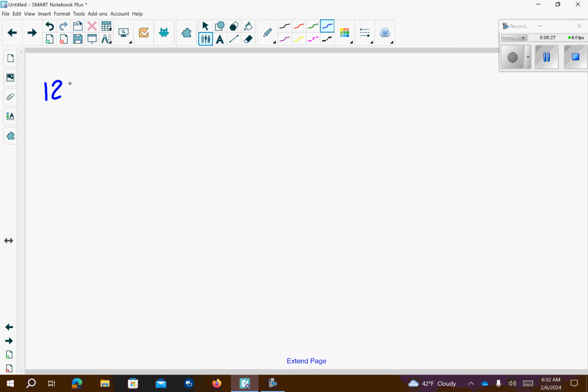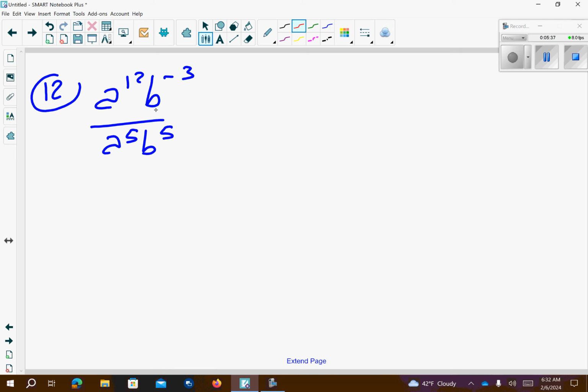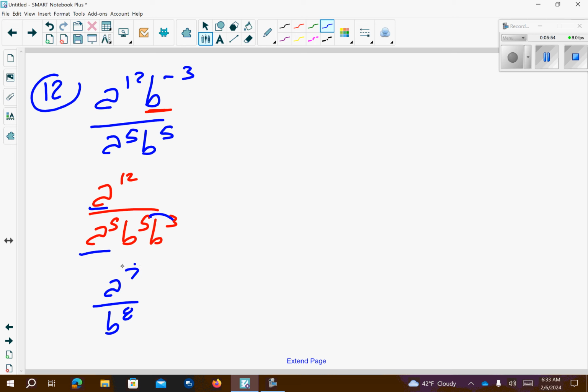Number 12, I get a to the 12th, b to the negative 3rd, a to the 5th, b to the 5th. So let's take care of the negative exponent. We'll move that down before I start reducing anything. So I have a to the 5th on bottom, b to the 5th, and b to the 3rd. Now we can do a tug of war with the a's. Top wins by 7. And combine together on bottom, add those. That gives me b to the 8th.